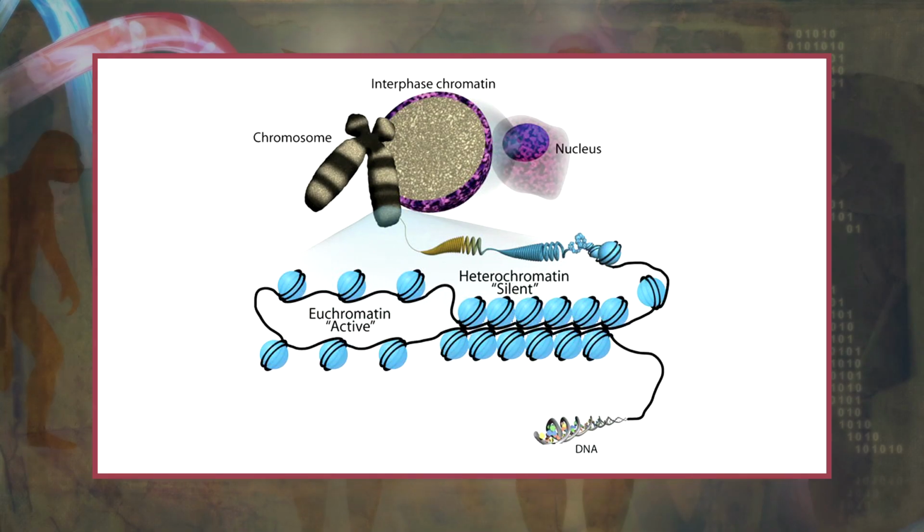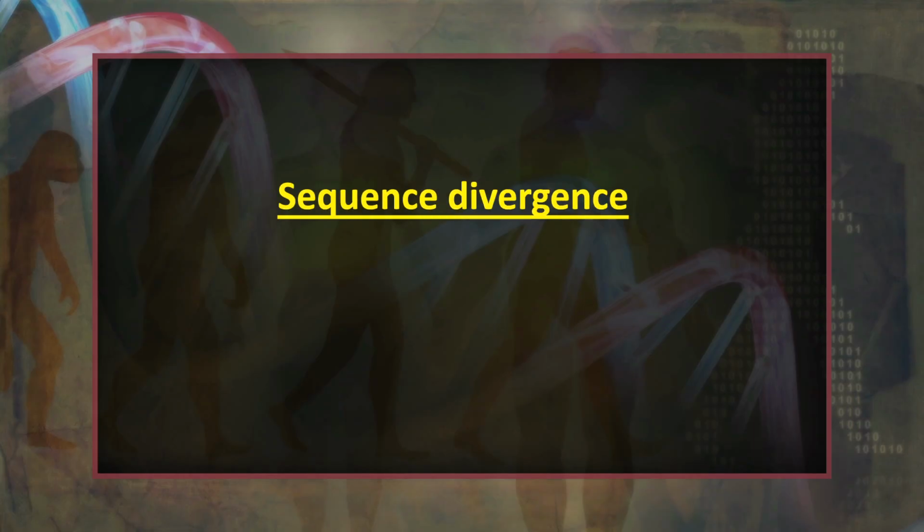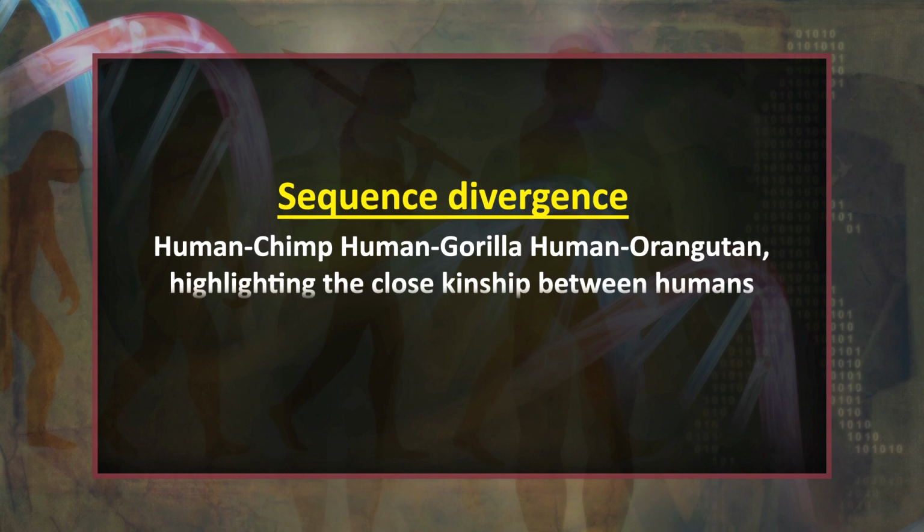A study examined segmental duplications in the two genomes, whose insertion and deletion into the genome account for much of the indel sequence. It is estimated that a total of 2.7% of euchromatin sequence had been differentially duplicated in one or the other lineage. The sequence divergence has generally the following pattern: human-chimpanzee, human-gorilla, human-orangutan, highlighting the close kinship between humans and the African apes.